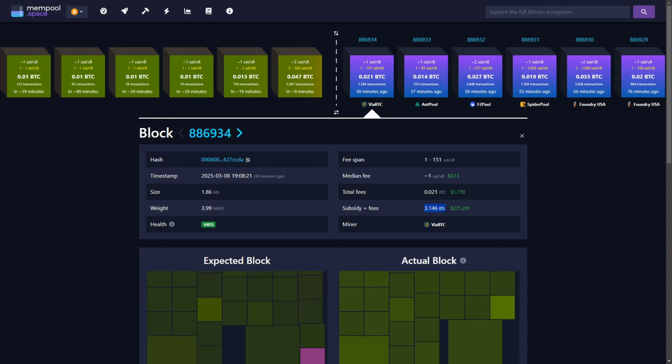Sometimes, if a block pays a lot in fees, you'll see this go way up to where they'll be getting 3.5 Bitcoin, like well over $300,000 per block, when fees are higher.